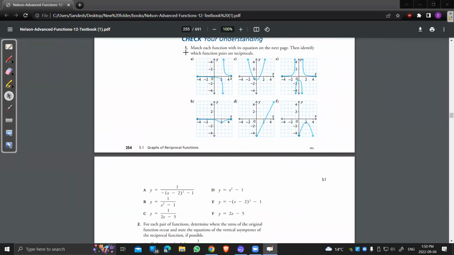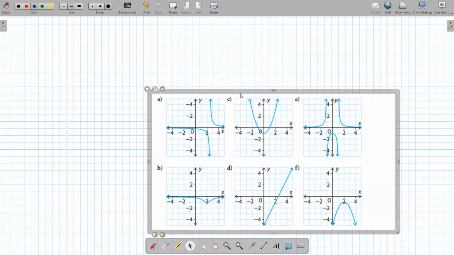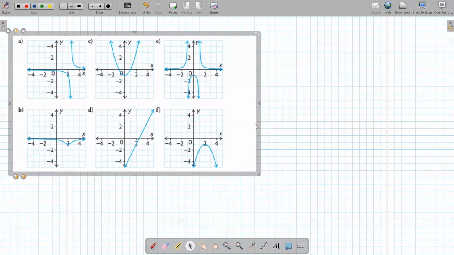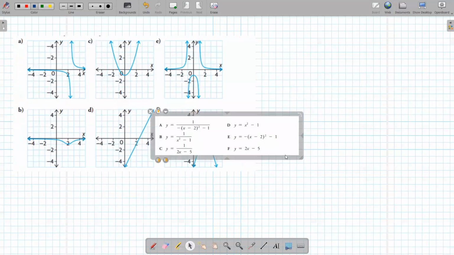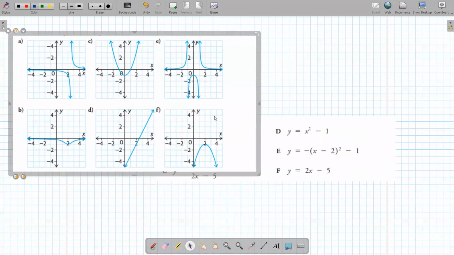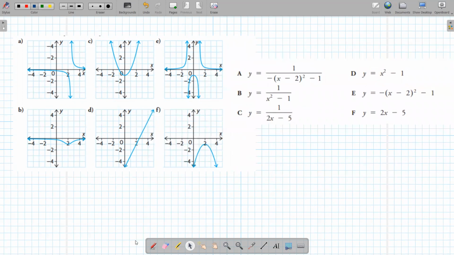Now let's see if you're ready for this. It says match the graph with the equation. Let's kill the easy ones out, right? I see a quadratic, I see a linear function, I see a positive quadratic, I see a negative quadratic. Let's start off with graph C. Which equation could possibly be graph C?